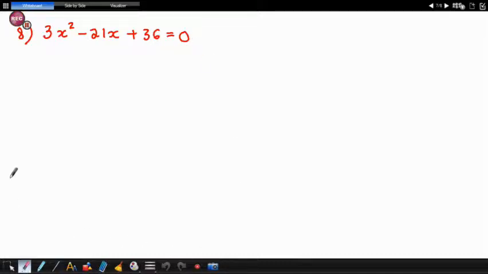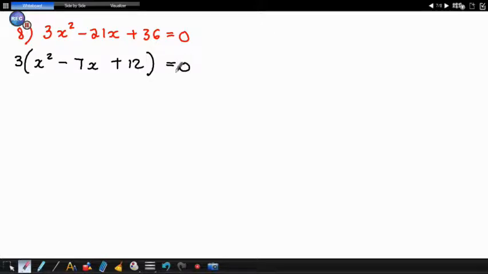First thing we need to do here is take out a common factor, because we can see that 21 can be divided by 3 and 36 also can be divided by 3. So we'll go there and say 3 times x squared. What is 21 divided by 3? It will be 7, so 7x. 36 divided by 3 will be 12.